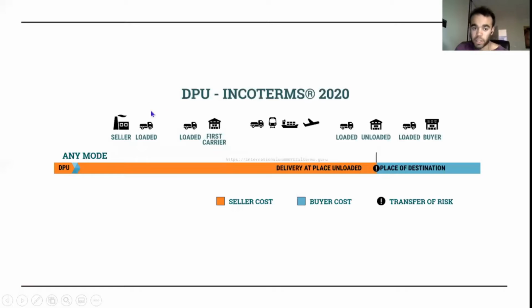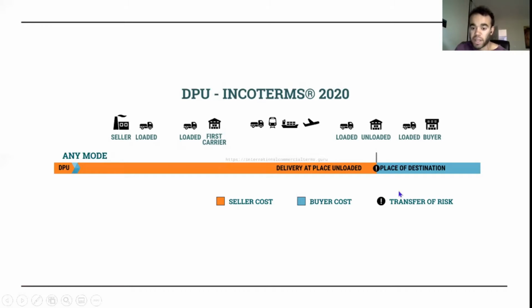So if we look here, it's just a little demonstration, I guess, on how this works. As you can see, the seller is responsible from the start, where it's loaded onto the first truck and then transported to the first carrier. And it's also responsible for any transportation of the product until it gets to an agreed upon location that the buyer and seller have both discussed and agreed upon.